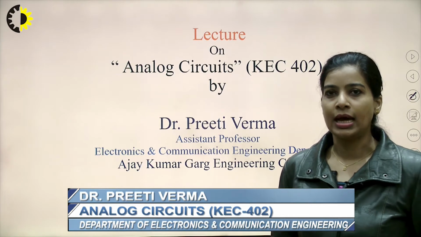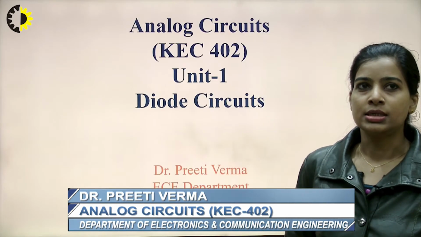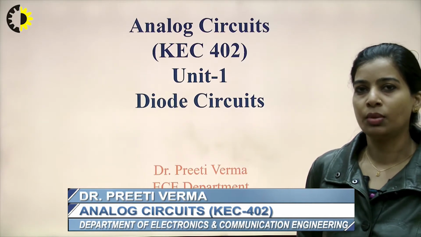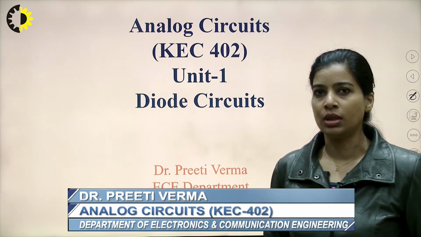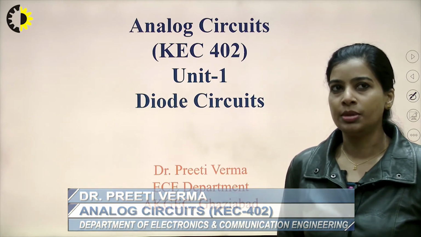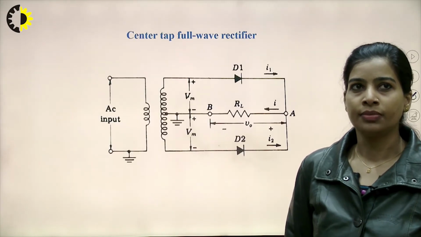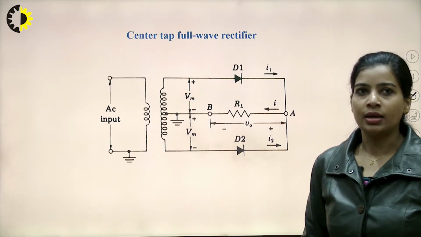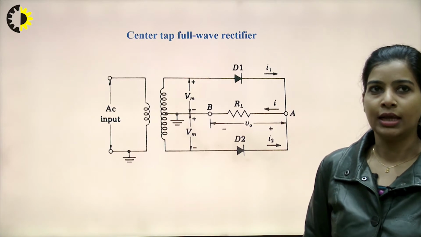rectifier circuit, as we have done for the half wave rectifier. The same thing we will be discussing for the full wave rectifier: peak inverse voltage, DC current, RMS current, voltages, all these parameters we will be discussing for the full wave rectifier circuits. This is the center tap full wave rectifier. The working of this rectifier I have discussed in the previous lecture.